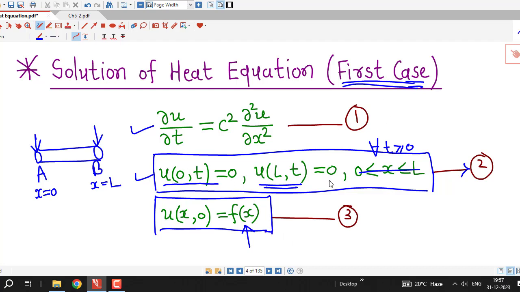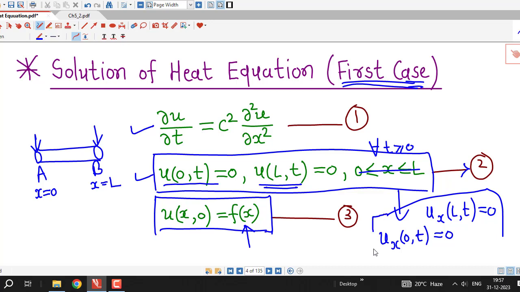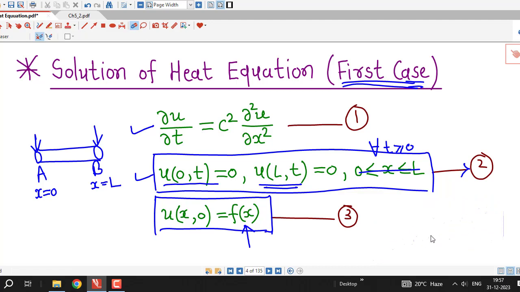And in second case we will consider another type of boundary conditions which are del u by del x is 0 at x equal to 0 and del u by del x is 0 at x equal to L. This will be our second case for the solution of heat equation. First we are going to discuss the solution of heat equation in which boundary conditions are given by this equation number 2, that is temperature is 0 at both the ends of the bar or given metal rod.